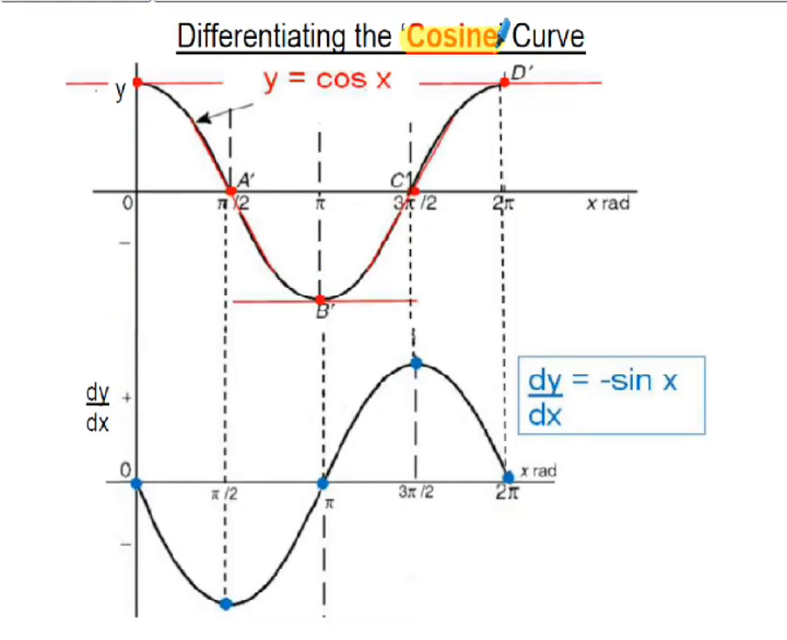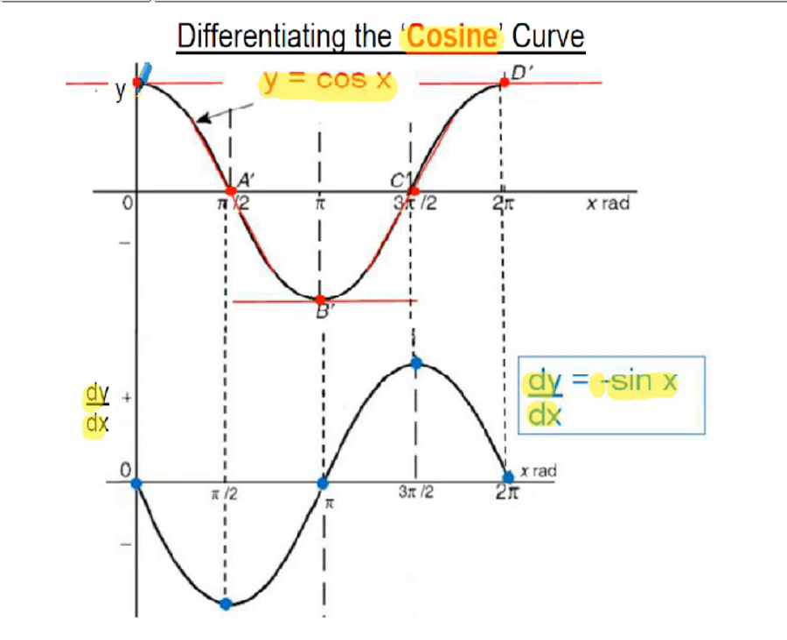Okay, looking at the cosine or cos curve here. We've again plotted the y is equal to cos x on the top of the page here, and we're given that the differential coefficient of cos x, dy by dx, is equal to minus sine of x in this case. So what we've got drawn here on the dy by dx curve is a negative sine x curve.